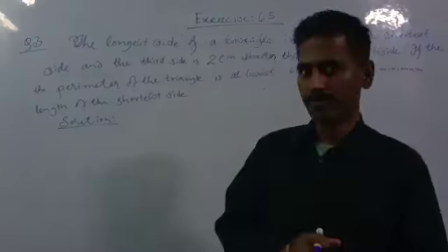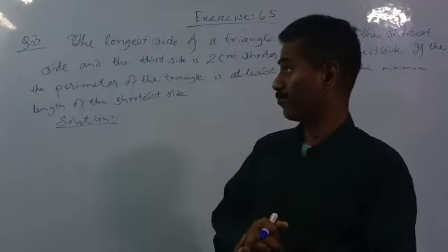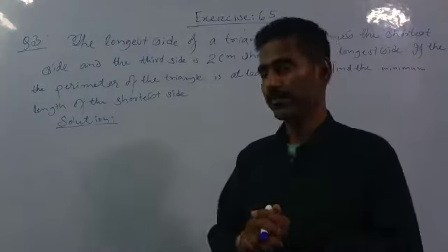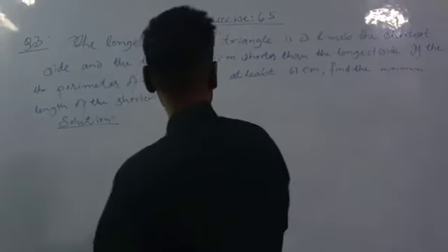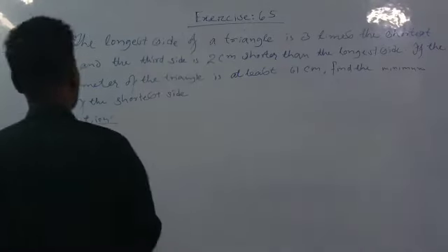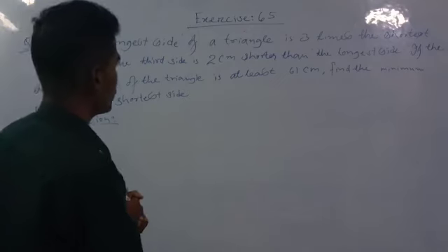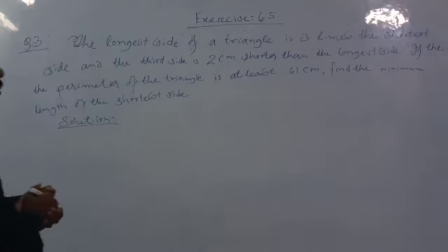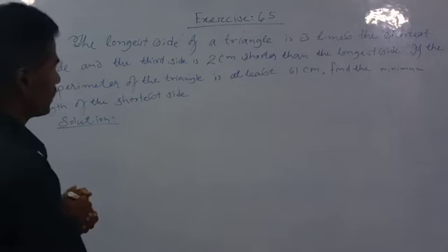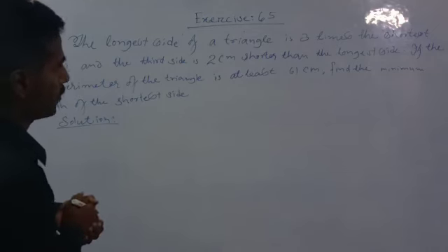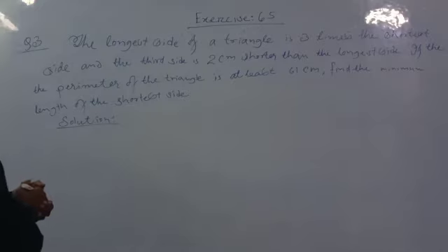Okay, now let us solve question number 3. The long side of a triangle is 3 times the short side, and the third side is 2 centimeters shorter than the long side. If the perimeter of the triangle is at least 61 centimeters, find the minimum length of the short side.